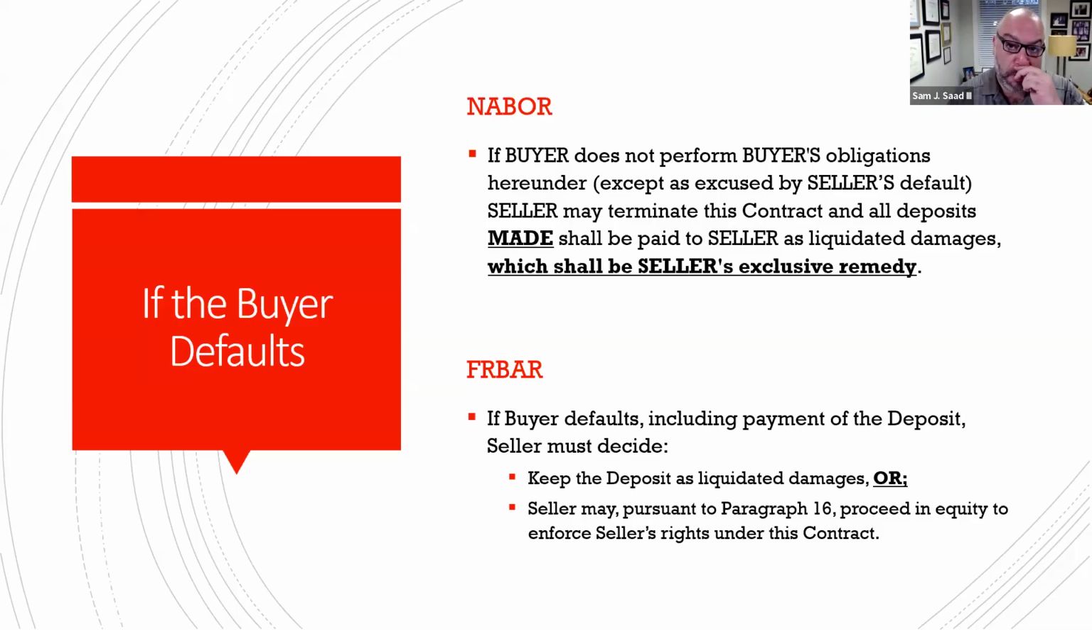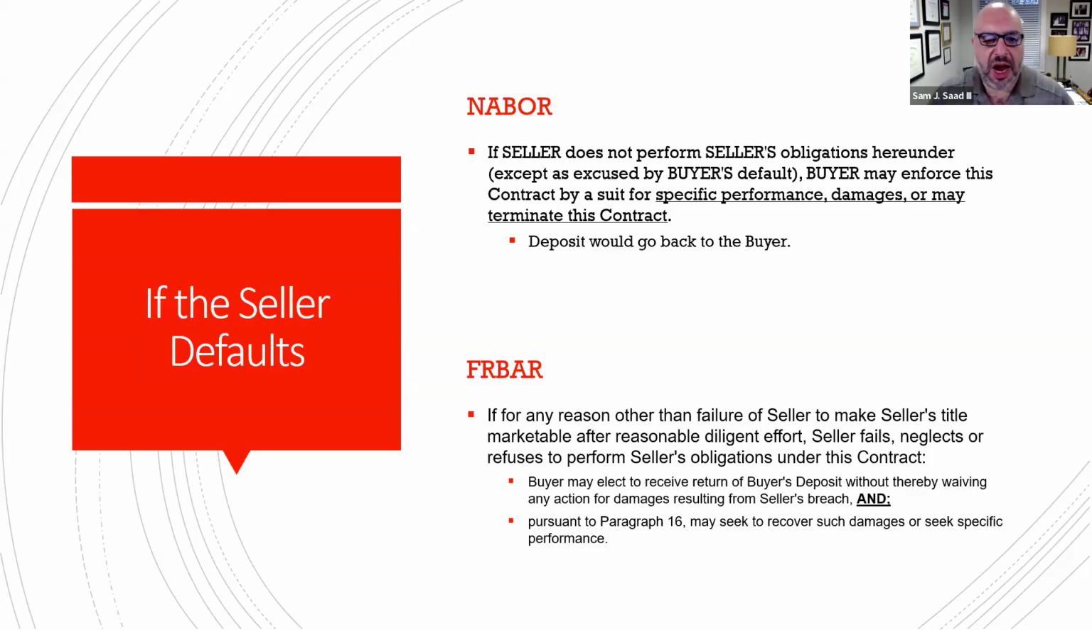But it's an or, so they can either take the deposit or go to litigation, which of course it's usually better to get a bigger deposit than go to litigation, and then you just keep the deposit as liquidated damages. FARBAR is a little bit more comprehensive, and I'm going to talk about that a little bit more in a few minutes. NABOR is pretty simple. Default, deposit goes to the seller. So what happens if the seller defaults? It's a little more complicated.